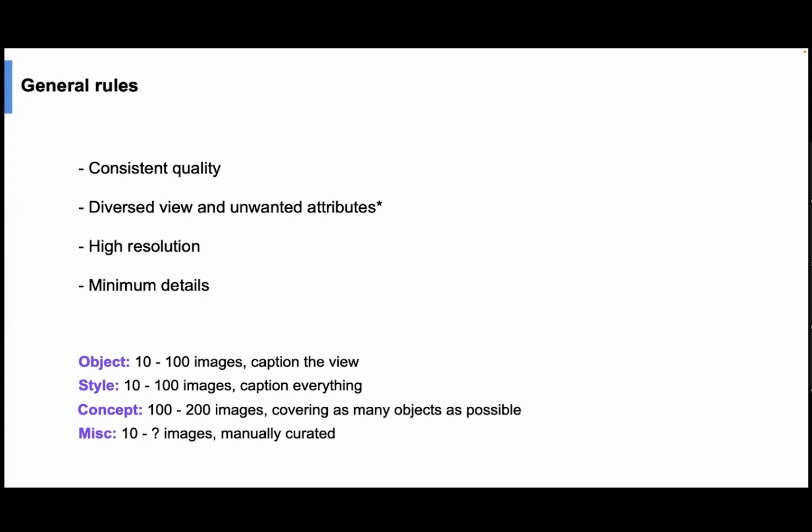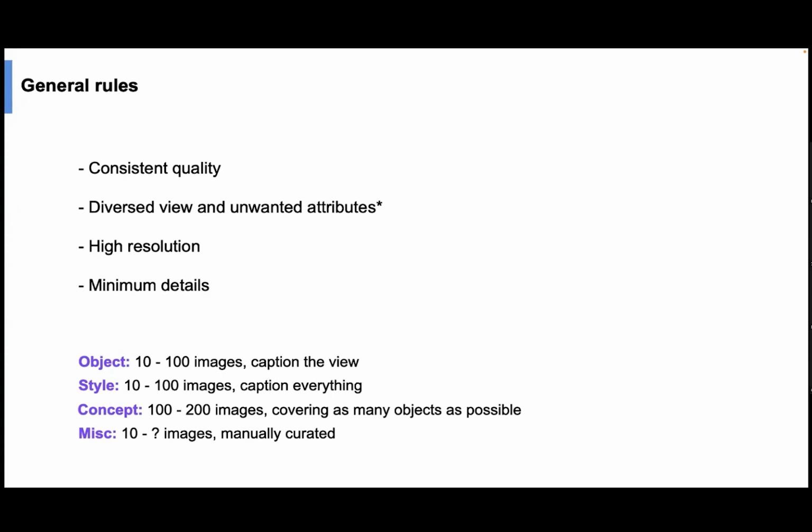To sum up, these are the general rules for selecting images. It's better for the dataset to have consistent quality, diversified view, and well-diversified unwanted attributes. I will come back to it later. And it should have high resolution, and the image should have minimum details.